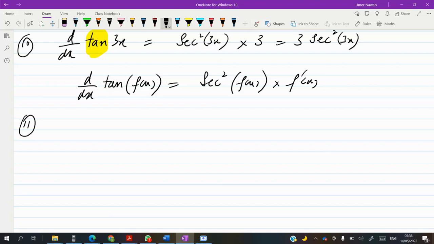11th, after doing the trigonometric functions, do we have the reciprocal trigonometric functions differentiation included in our course? No, it's not included.